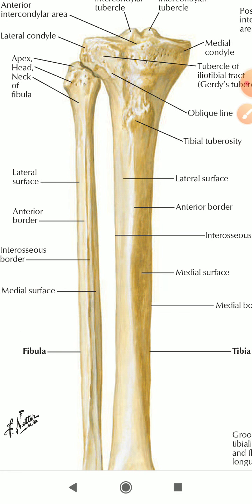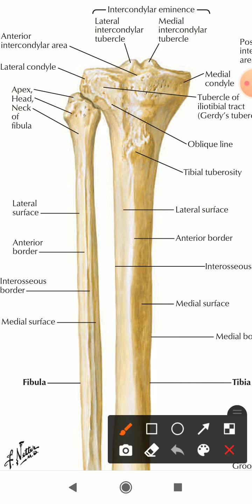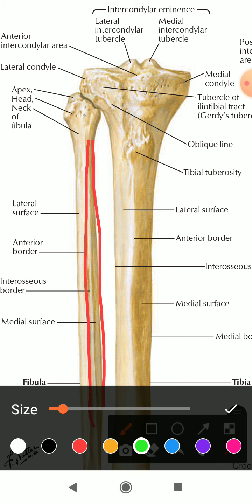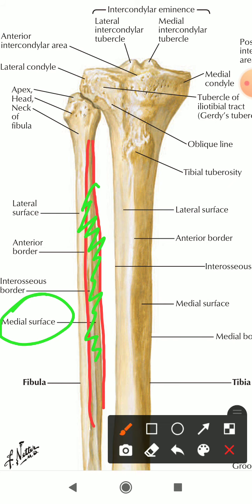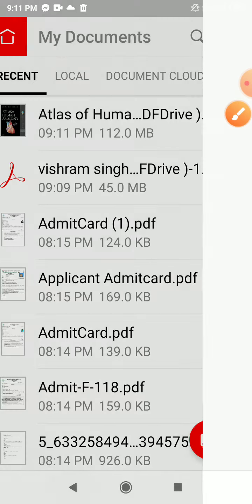At first come to the medial surface. Which one is the medial surface? It lies between the anterior border and interosseous border. So this is the anterior border and this is the interosseous border. So between them, this is the medial surface, and this medial surface is the smallest or narrowest surface. And let's see the attachment of the medial surface.